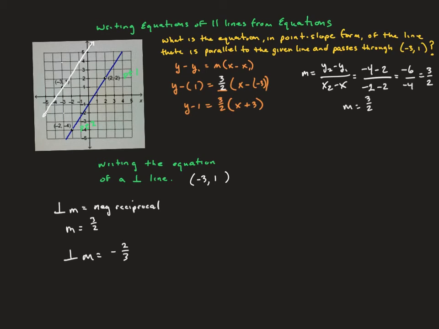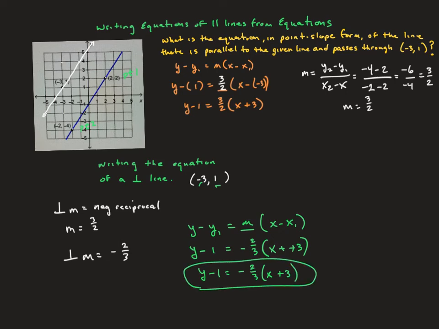I have y minus y1 is equal to my slope times x minus x1. So I have y minus 1, right, because there's y. And then my slope is negative 2/3 times x minus negative 3, which is going to end up becoming a positive. So I have y minus 1 is equal to negative 2/3 x plus 3. There you go. And there is my perpendicular line.